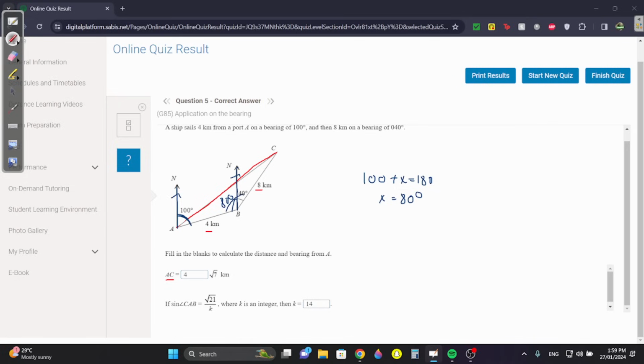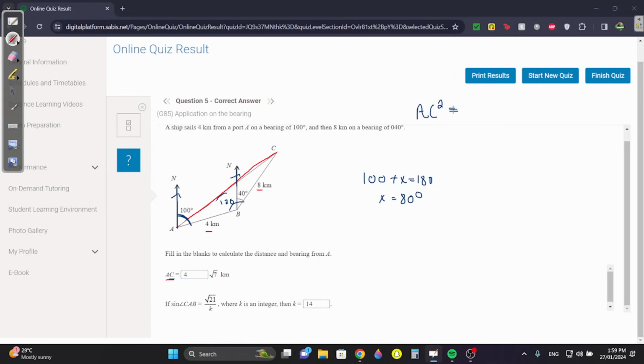So can we find this big angle over here that's opposite to AC? Yes, we can. If this is 80 and this is 40, that means we can replace all of this and clean it up and put 120. Okay? So now, to find AC, can we find it? Yes, we can, using the cosine rule.